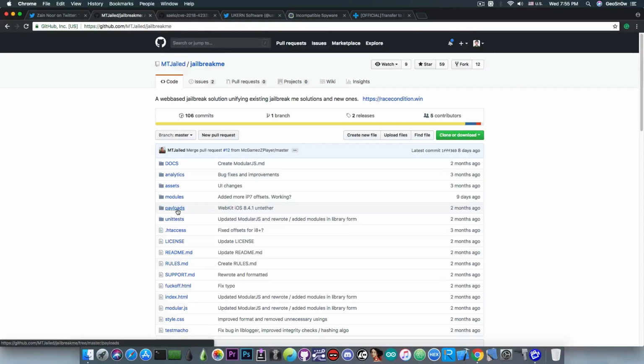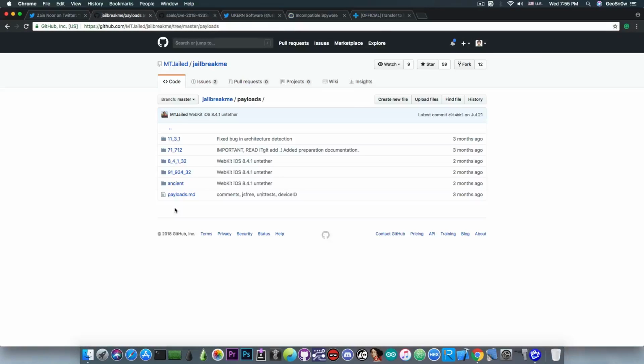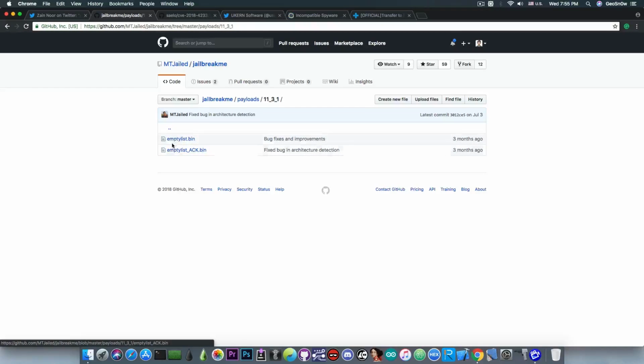Now, if you take a look here in payloads, and this is pretty much the most important part, and go to 11.3.1, and of course you go here, you have the empty_list. So it's based on empty_list, and I know why, and I'm going to explain in a few seconds, but being based on empty_list, it doesn't have a very good success rate for the moment.